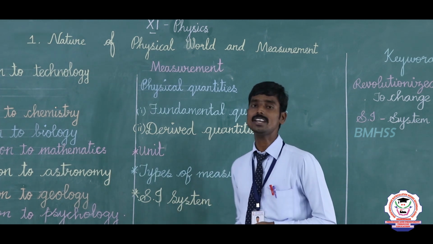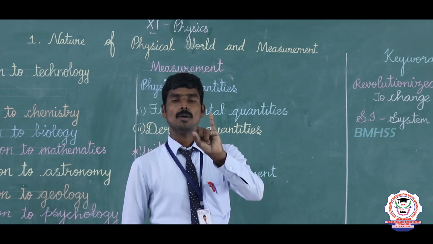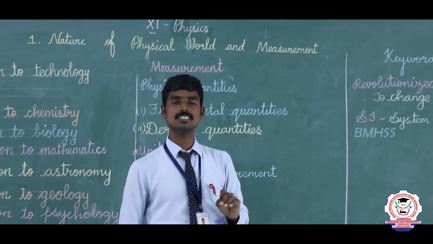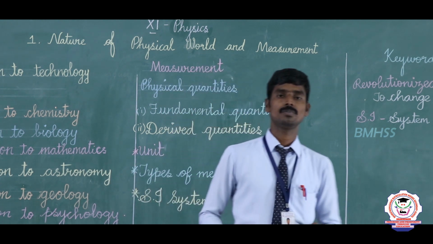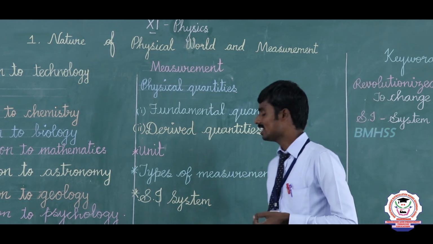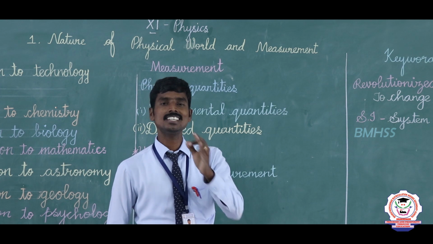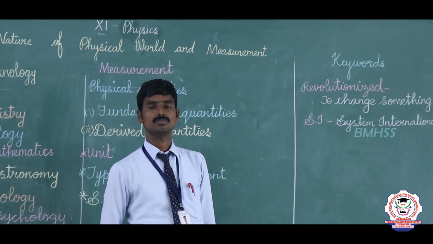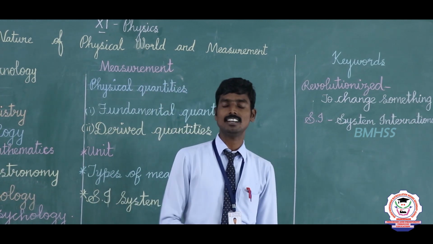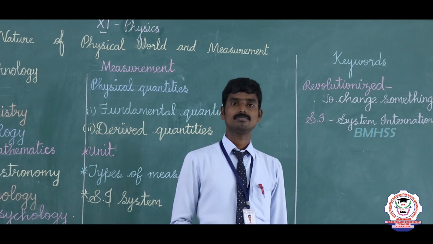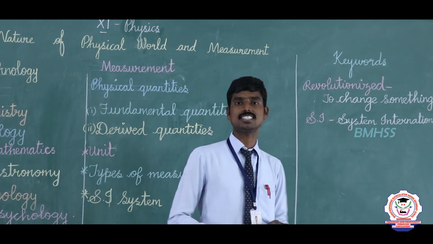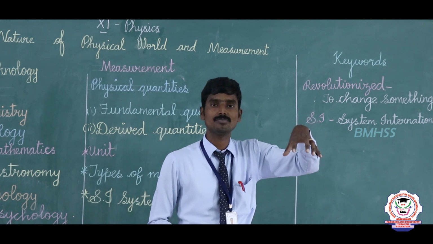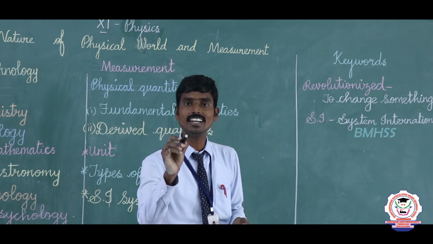The next one is the MKS system. MKS stands for meter, kilogram and second. There are 3 quantities for measuring length, mass, time respectively. The next one is very important, the SI system. SI stands for System International Units. This is used by all the scientists and engineers all around the world. The system commonly known as the metric system has been officially known as SI units since 1960.